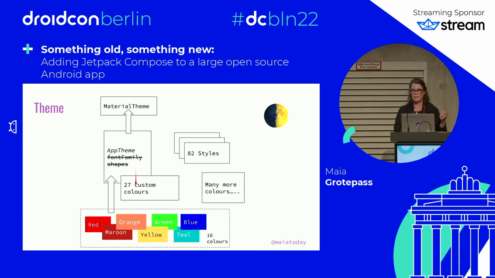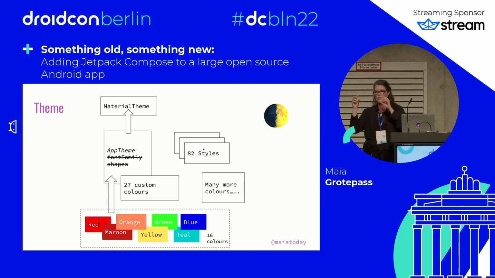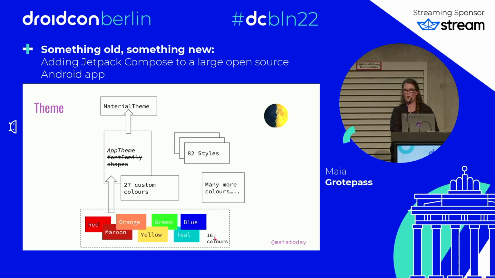In addition, they had 27 custom colors. So apart from those 11 Material colors, I had another 27 custom colors I needed to add. 82 styles. Now, styles isn't even part of the theme. In Compose, how you do the styles is you do the styling on a particular composable, and you create a composable that has that style. There were many other colors that were used in fixed places in the code. And then they had an additional thing where you could have a red, maroon, orange, yellow, green, teal, or blue version of this theme with 16 more colors.